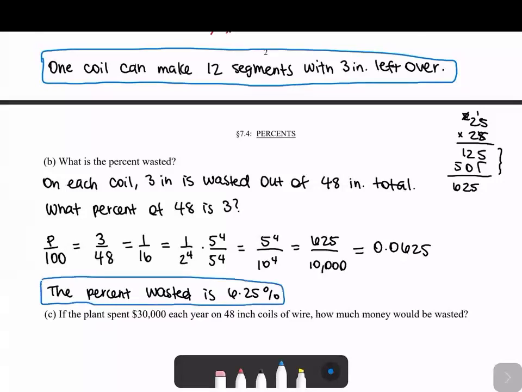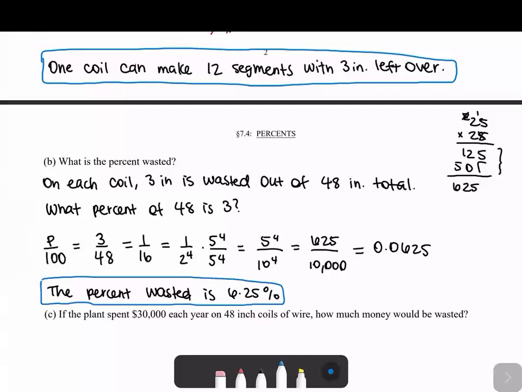Okay, so that is the percent wasted. Just again to put this in context, on each coil, 3 inches is wasted out of the 48 total inches, and so we want to find what percent. 3 is 6.25% of 48 inches, so on each coil, 6.25% of 48 inches is wasted.